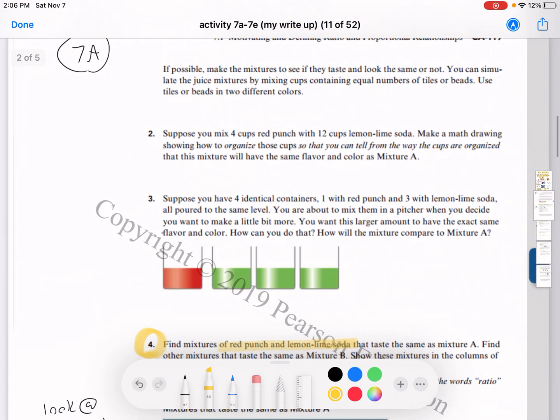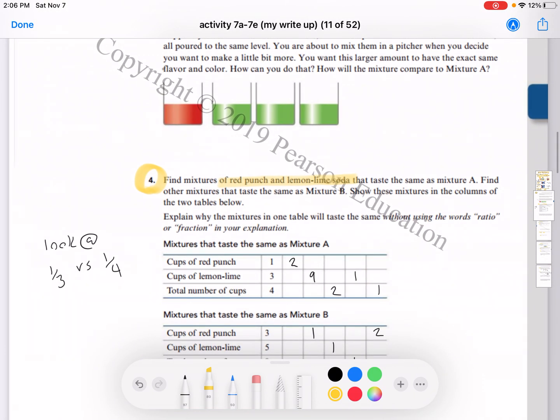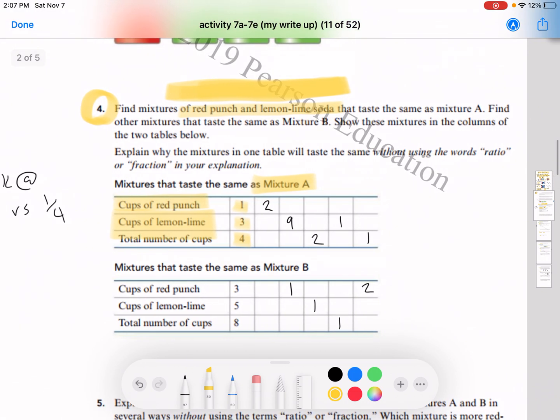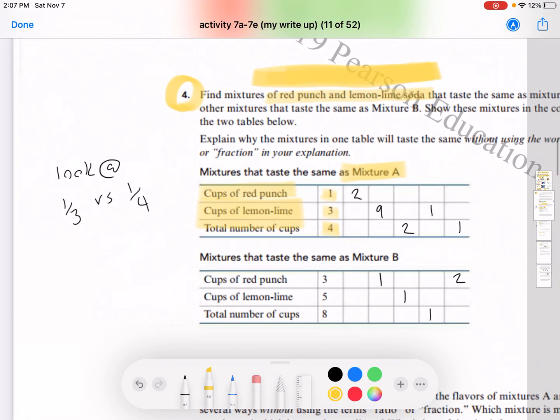Now, this is a problem out of activity 7A. This is a red punch and lemon lime soda problem where they're mixing red punch and lemon lime soda to come up with some sort of fruit punch drink. And mixture A takes 1 cup of red punch and 3 cups of soda, and that is a total of 4 cups of fluid.